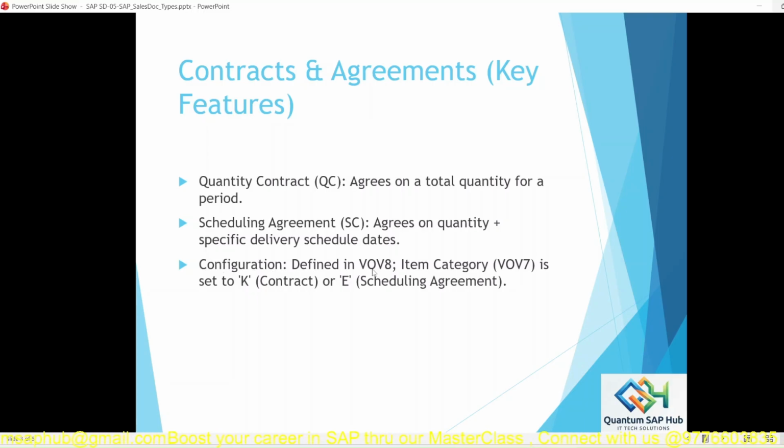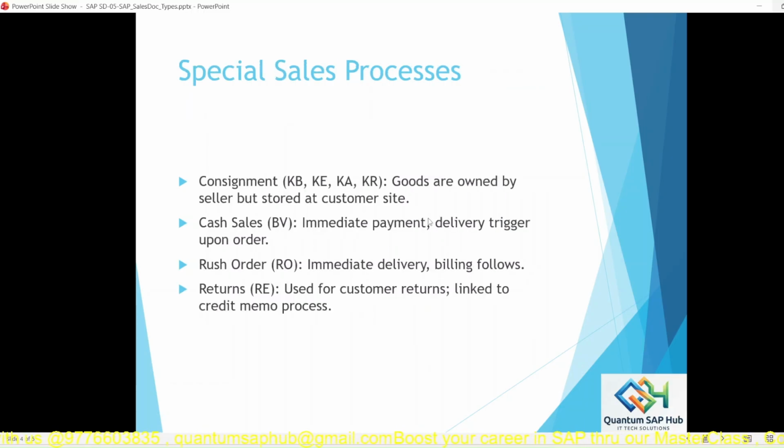Now, next is how we will do the configuration. You know what the transaction VOV8 is? VOV8 is your sales document type, defining sales document. VOV7 is your item category. So here you define, as you set, K for contract, E for scheduling. I will show you in the system how it is defined.